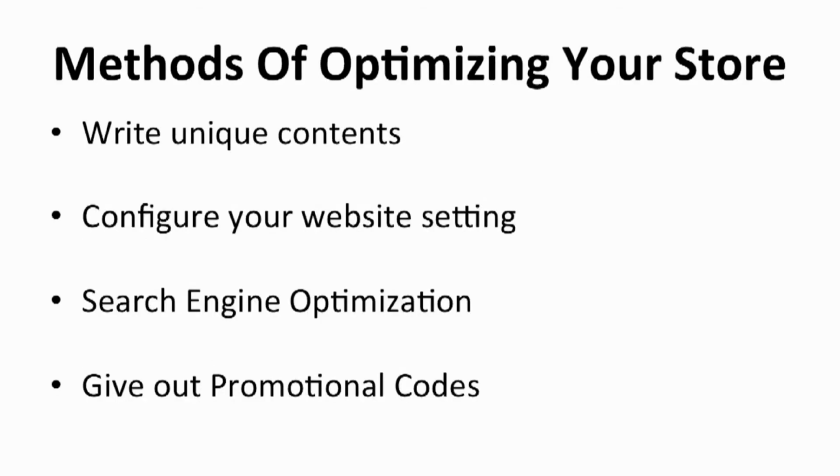There is no one-size-fits-all strategy to optimizing your online store because different types of stores require different methods. You need to have a few strategically planned methods to improving your web presence. I've listed out a few methods that will help you optimize your Shopify store and achieve higher ranking and more traffic, and they are: write unique content, configure your website settings, search engine optimization, and give out promotional codes. Let's have a look at each method one by one.